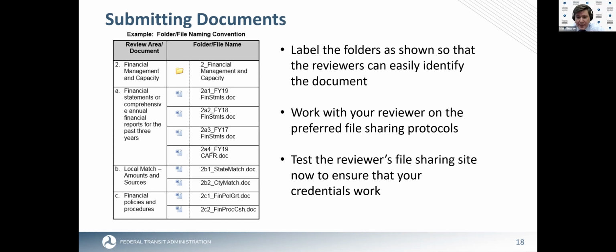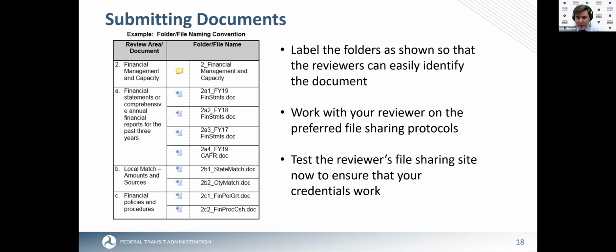So reviewers collect the information from your RIR response, typically through a file transfer protocol site, an FTP site, think like Dropbox or something similar to that. And one thing that you should do very early on in the process is to work with your reviewer and figure out what their file sharing protocols are. They'll probably send you instructions on how you're supposed to upload documents. And so figure those out early on.